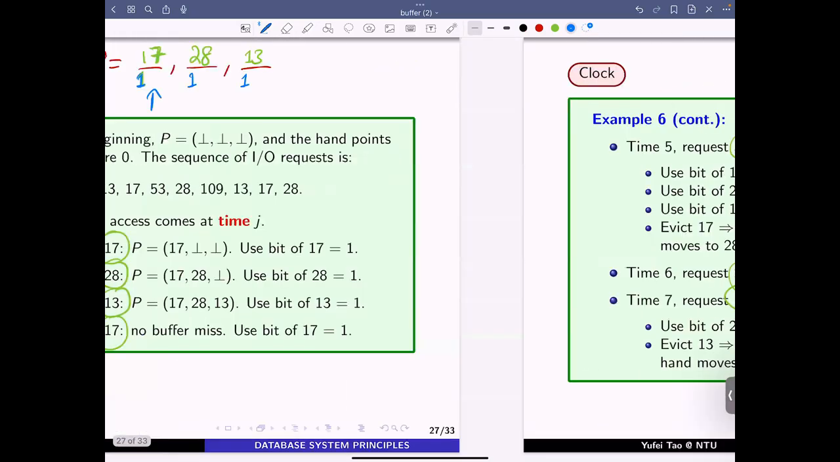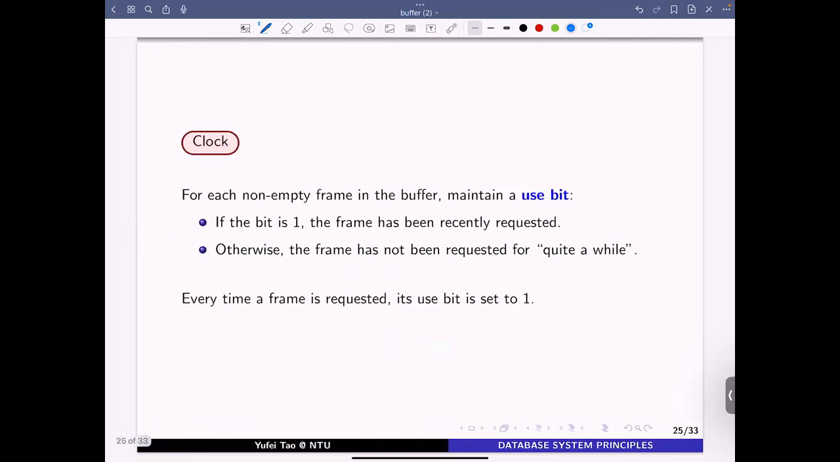So let's go back to look at the text. At this point, I think the text should be much easier to understand. So as you can see, for every frame, you maintain a use bit. Technically, you need this bit only for a non-empty frame. In my demonstration, even if the frame is empty, I put this bit 0 there, but that's innocuous, I mean harmless.